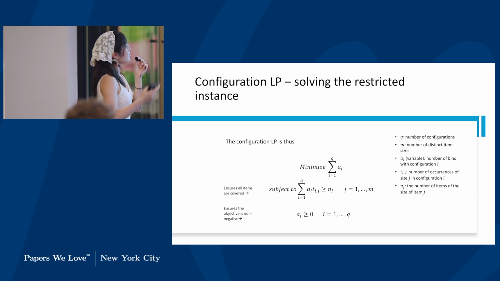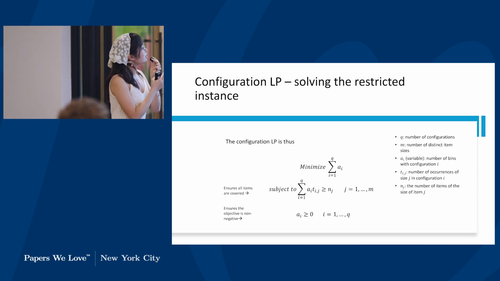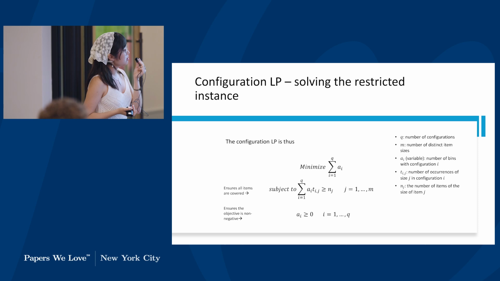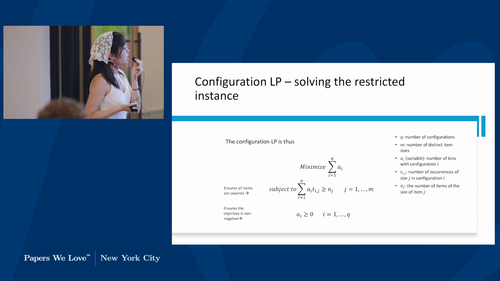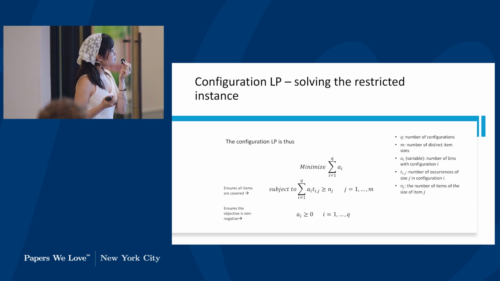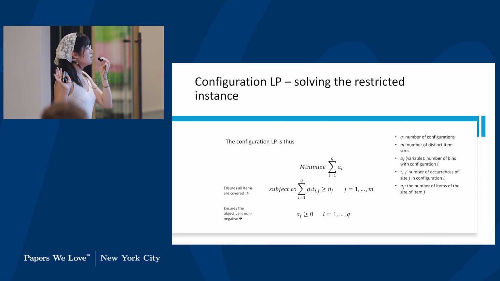And then lastly, N sub J means the number of items of size of item J. And that sounds a bit complicated. It's not the number of items of item J, it's the number of items of the size of item J. But let's consider it all in the context of this configuration LP.